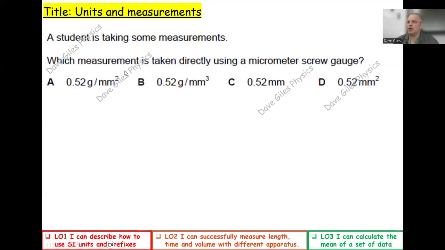A student is taking some measurements. Which measurement is taken directly using a micrometer screw gauge? You can't measure millimeters squared or millimeters cubed directly, and this looks like something you can't directly measure. You can only measure length, or say distance or thickness. So that would be millimeters.